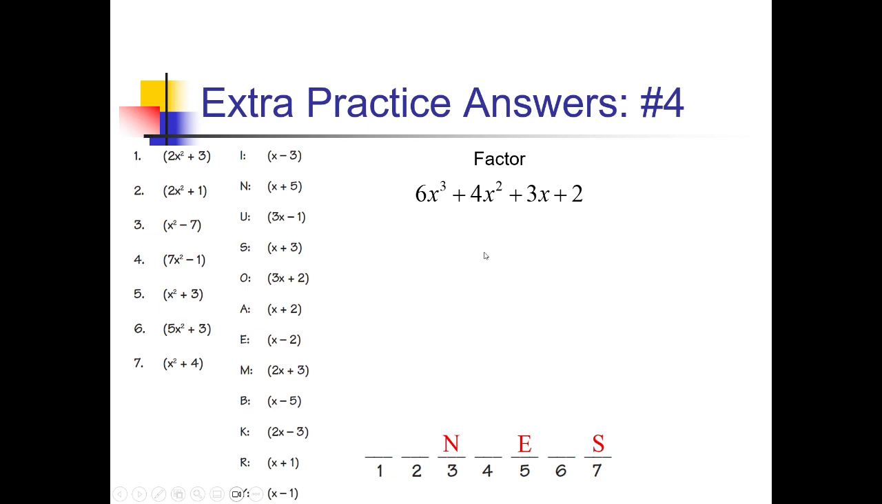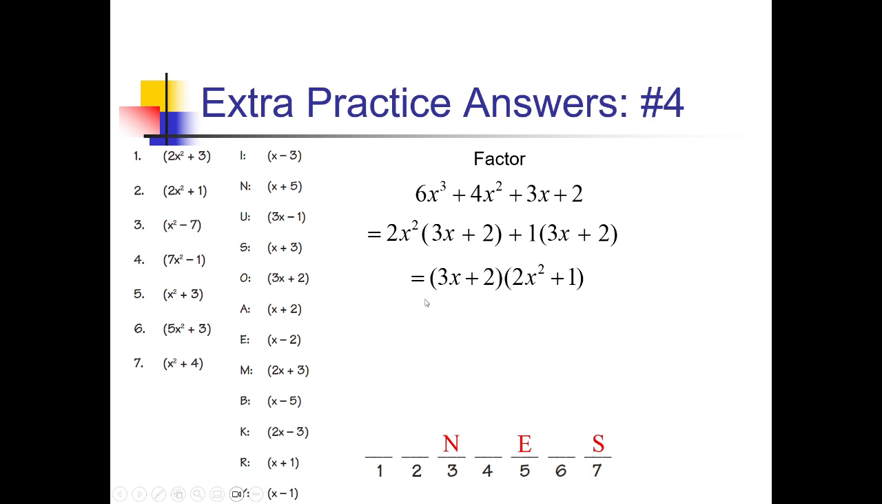On this problem, this is the first time I have to do more than take out an x squared from the first 2 terms. This time, since we have the 6 and the 4, we can take out a 2 along with the x squared. 6x cubed divided by 2x squared, that's going to be 3x. And then 4x squared divided by 2x squared, that's going to be a plus 2. For the next 2 terms, 3x and 2, all I can do is take out a 1 since nothing else goes into those. That leaves me again with 3x plus 2. But now I can take out my 3x plus 2 as a common factor, leaving me with 2x squared plus 1 as the other factor.